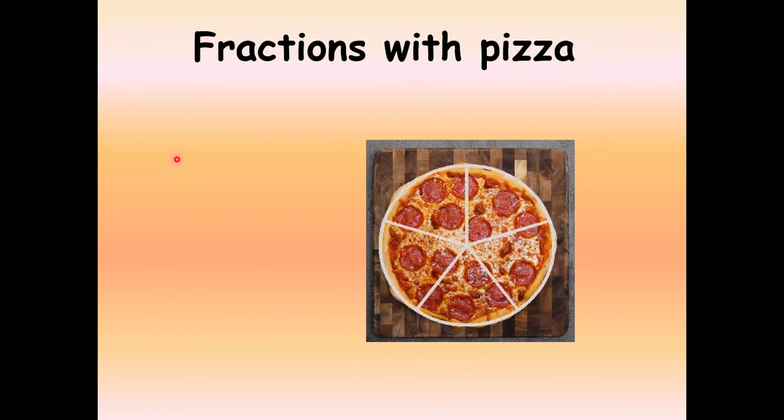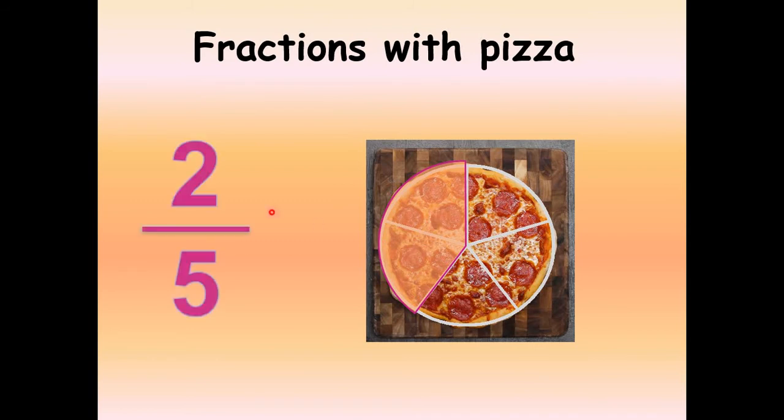So let's say we split this pizza into 1, 2, 3, 4, 5 slices. Then we eat 2 of them. We eat these 2 slices. What fraction of the pizza have we eaten? We have eaten 2 out of the 5, or 2/5, because here in the whole pizza we've got 1, 2, 3, 4, 5 slices, and we've eaten 2 of them. We have eaten 2/5 of the pizza.